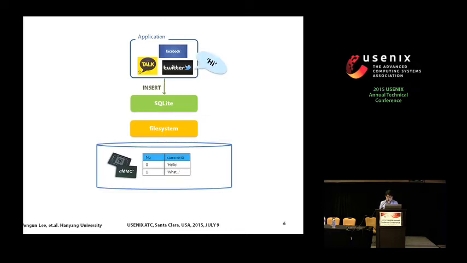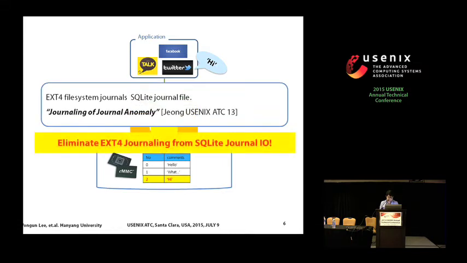Suppose we are typing "hi" on an app, then SQLite is called to write 2 characters, and those 2 characters of SQLite create 40 kilobytes of writes to the storage. It is because the EXT4 file system journals the SQLite journal file. This is called the Journaling of Journal Anomaly.